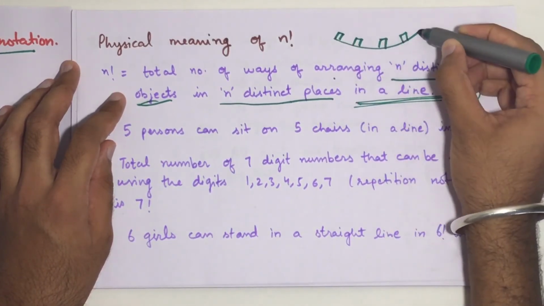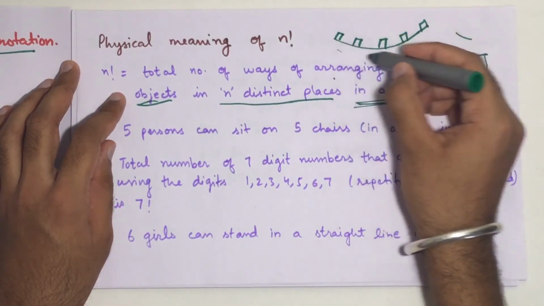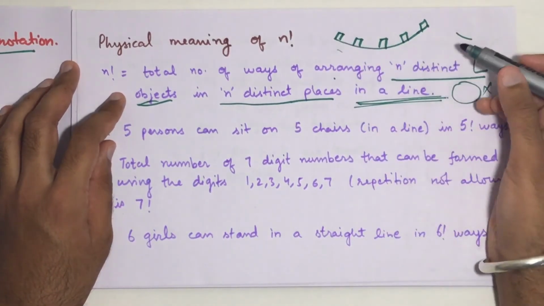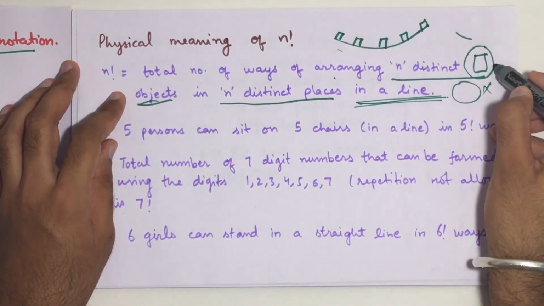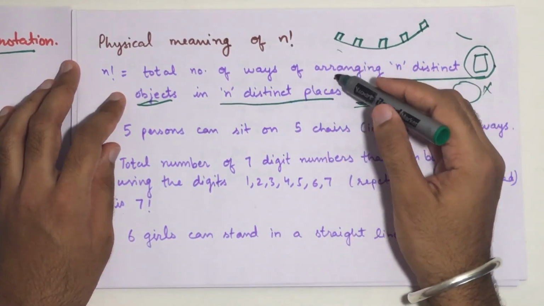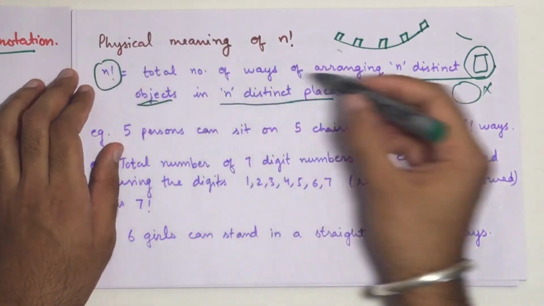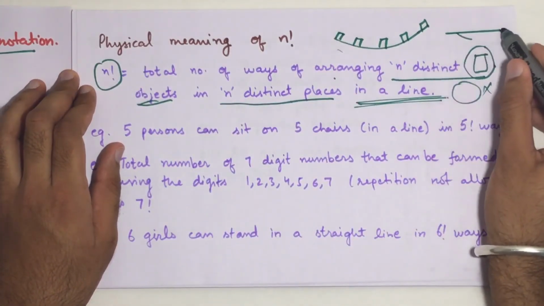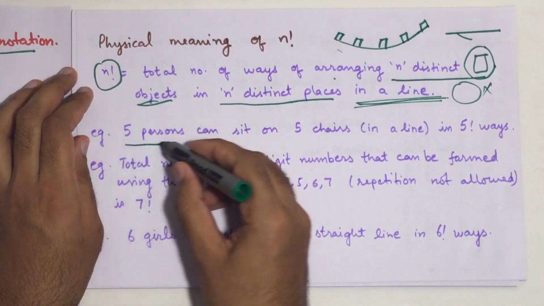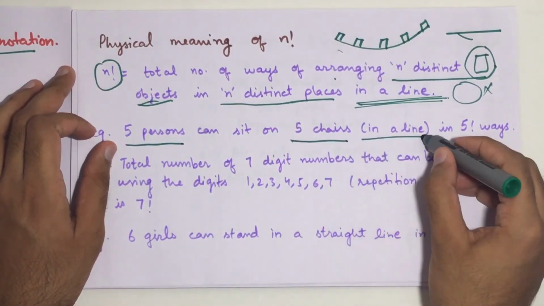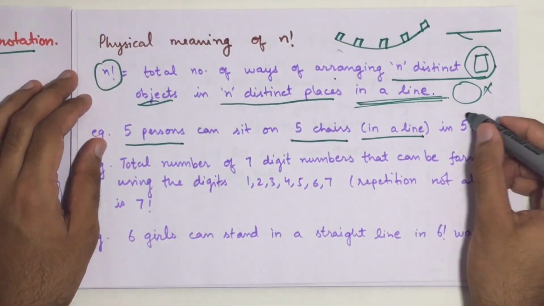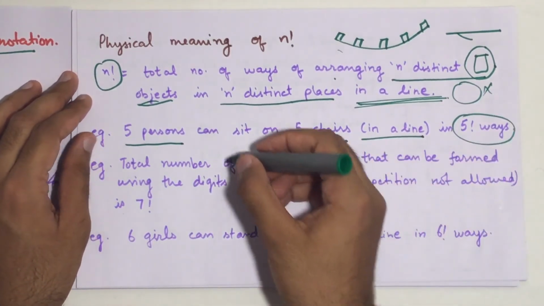Suppose 5 persons को 5 chair पे बैठाना है, then it is also considered as a line. What I am trying to say is that there should not be a closed configuration. Like अगर इनको circle में बैठाना होगा, then it will not be equal to n factorial. एक line के along बैठाना है. Okay. For example, जो हमने first question देखा था, 5 persons can sit on 5 chairs in a line. Chairs अगर line में है, then answer was 5 factorial, है ना.